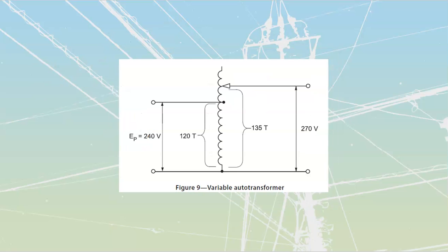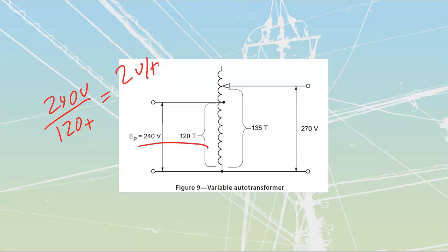All right, so this one over here is going to be a variable autotransformer where I'm going to select the total number of turns that I'm going to have. What we do see once again is the primary. We're going to do volts per turn. 240 volts over top of 120 turns gets me to a value of 2 volts per turn. I can take that 2 volts per turn, and now I can just multiply it by the total number of turns that I'm going to have across that.